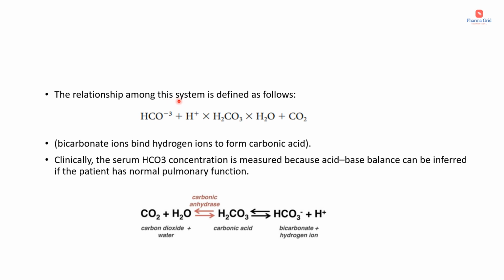The relationship among this system is defined as follows. Okay, so here you can see the bicarbonate ions. These bicarbonate ions bind with hydrogen ions to form carbonic acid, that is H2CO3. Clinically, the serum bicarbonate concentration is measured because acid-base balance can be inferred if the patient has normal pulmonary function. CO2, that is carbon dioxide, plus water by the action of carbonic anhydrase will give H2CO3, that is carbonic acid, which is a reversible reaction, which will further dissociate to form HCO3- and H+, that is a bicarbonate ion and a hydrogen ion.